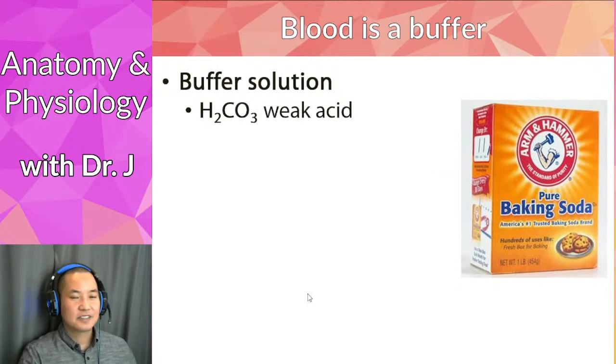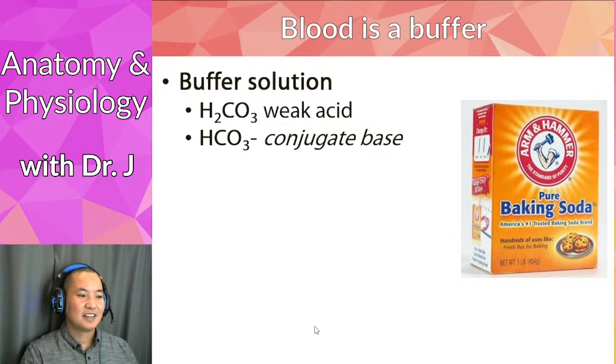Now, a buffer solution, if you go all the way back to basic chemistry, is that you have a weak acid and its conjugate base.